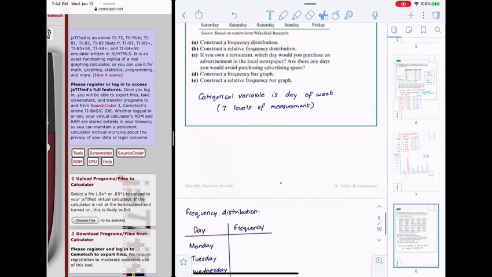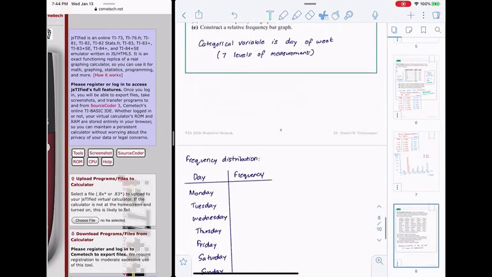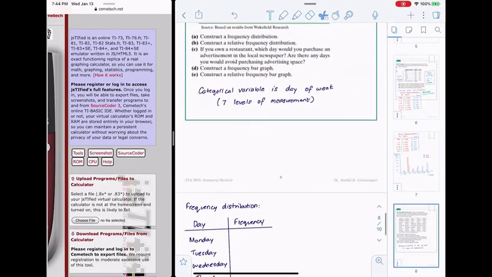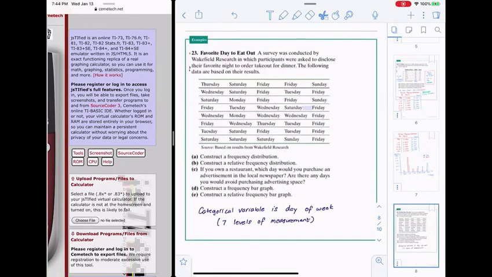Okay, so all we have to do now is to count the number of observations for each of those days. Let's go back to the data. The data that we have is not grouped, it is not organized, it's in its raw form. Now we're going to convert it to a frequency distribution to have it organized.